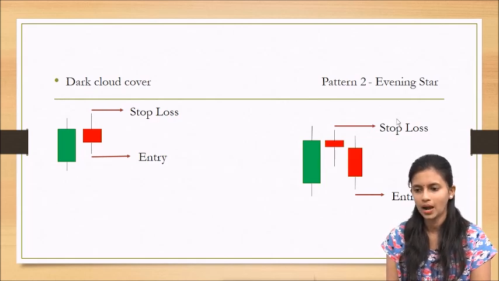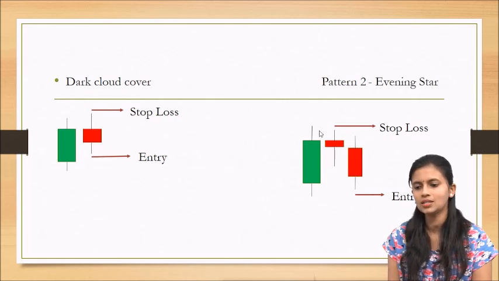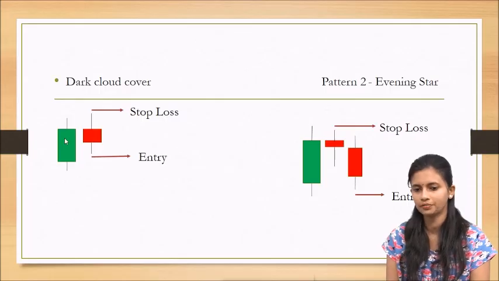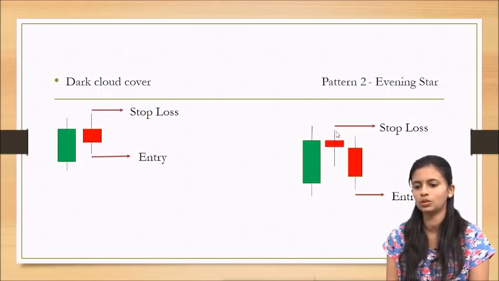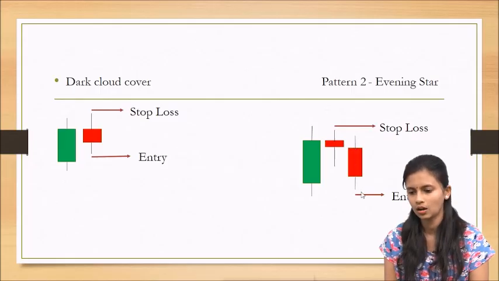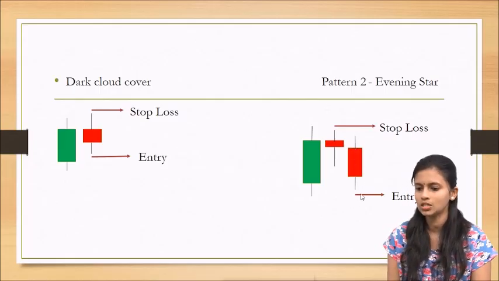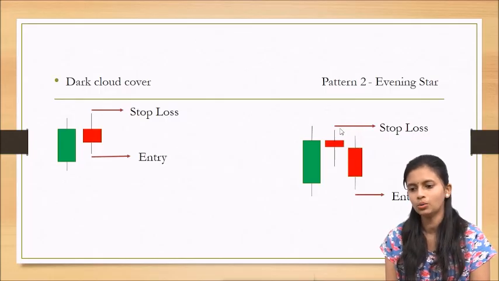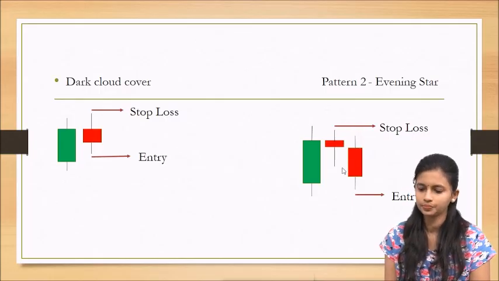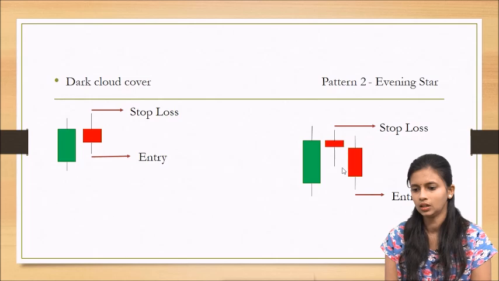Similarly, the next pattern is evening star, which is just an improvisation of this pattern. You don't want to take the risk, so you will wait for another red candle to form, because you don't want to trust this doji. So you will wait, and when this red candle is formed, you can make an entry just below the low of this candle and your stop loss can be just above the high of this doji. So these are the different reversal patterns.